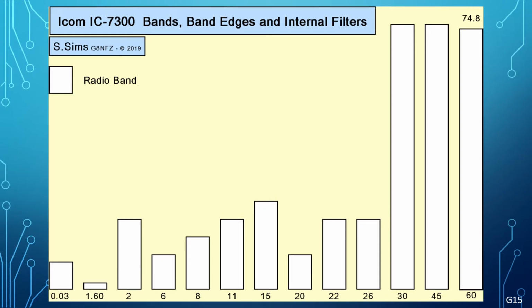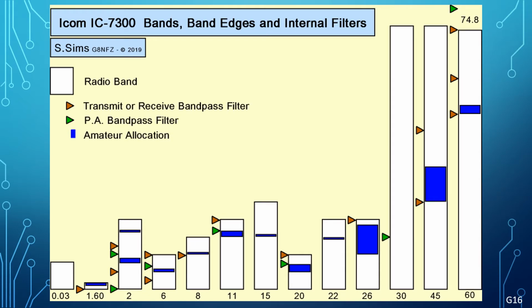Here once again are the 13 internal bands recognized by the IC7300. And now the amateur bands are shown again. Within the radio, there are over 21 filters acting upon the signal. Red arrows show the changeover points of both receive and transmit bandpass filters. These are switched electronically. If you tune across them, you may notice a difference in signal quality as you cross each boundary. Green arrows show the changeover points of the PA filters.